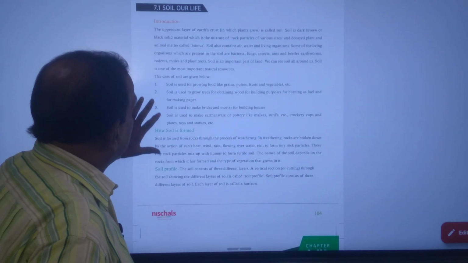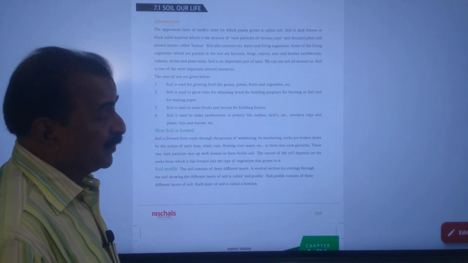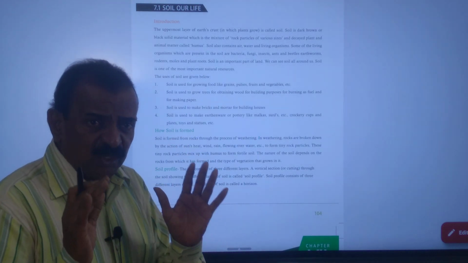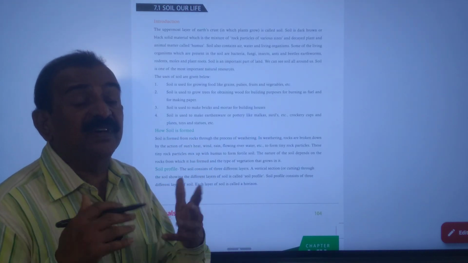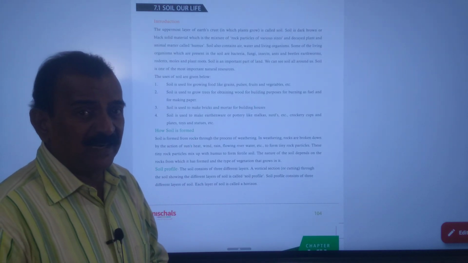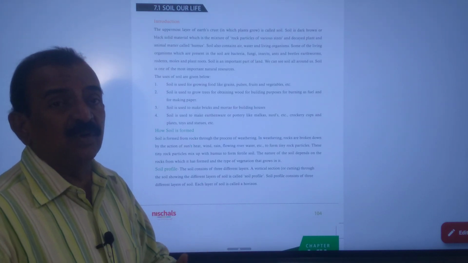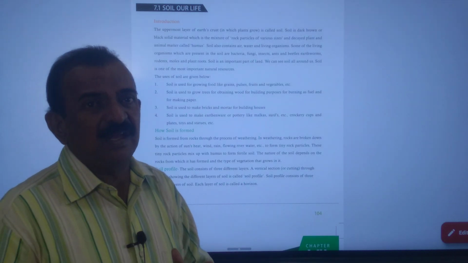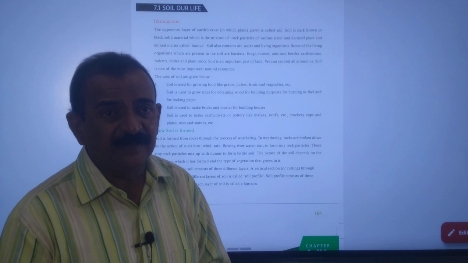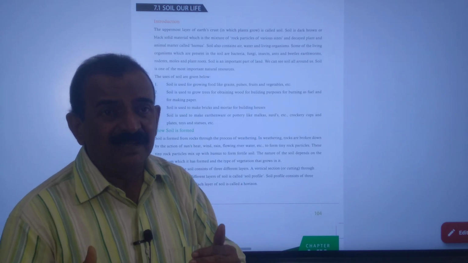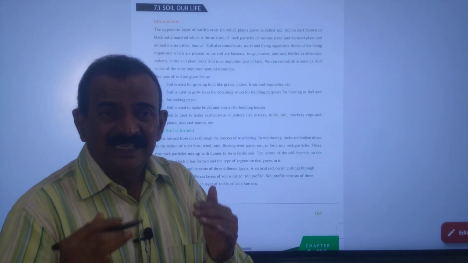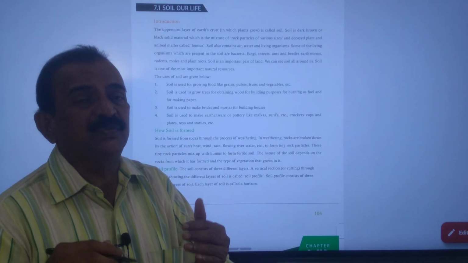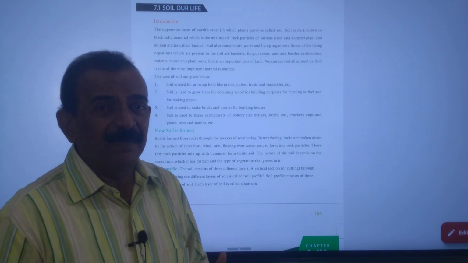Now we need to understand the uses of soil, and there are 4 points. Soil is useful for the growth of crop plants, and also for the growth of many trees. In this way soil gives nutrients and structure, which are necessary for the growth of many organisms. It is also useful for many microorganisms.